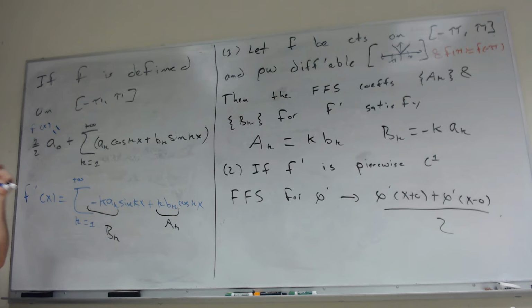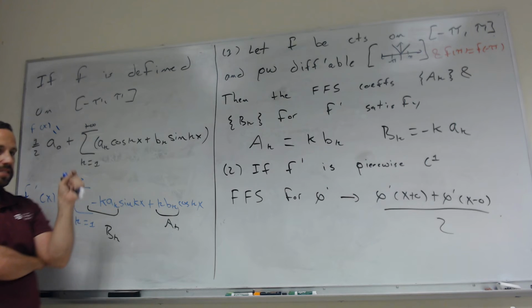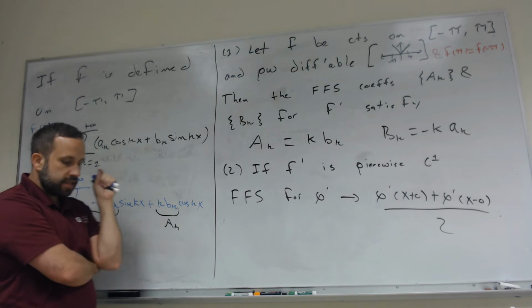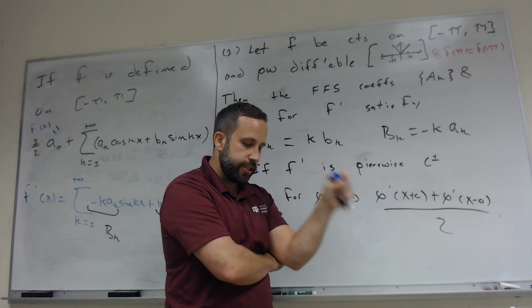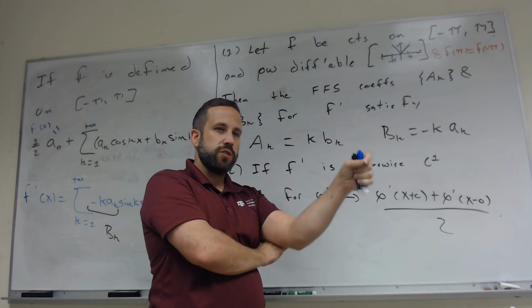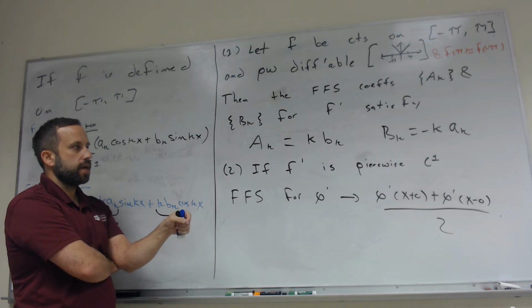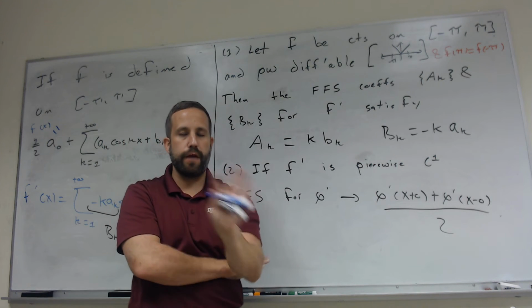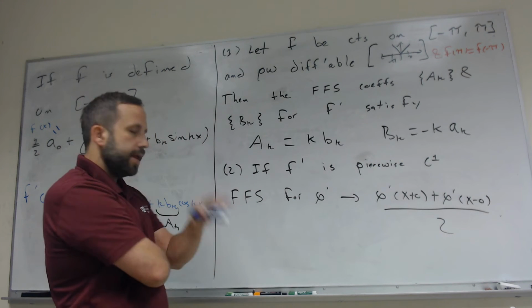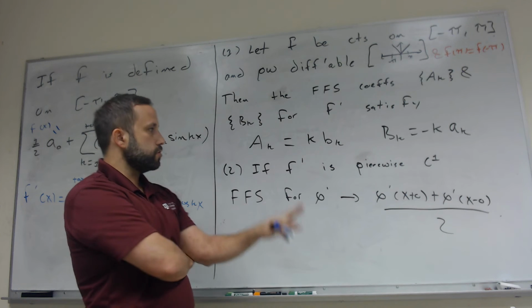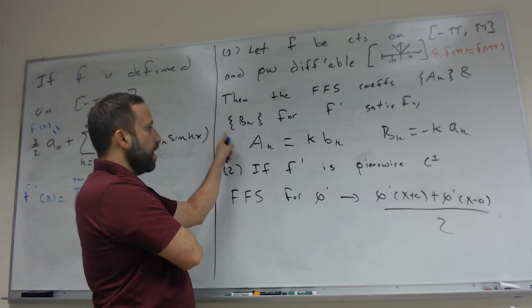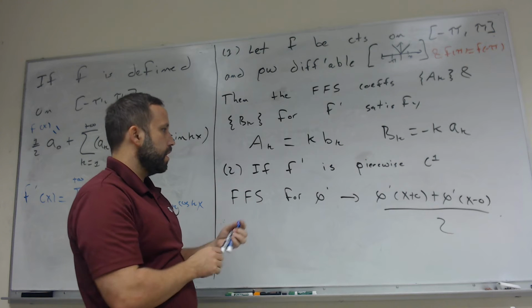The second part says if, in addition to everything that we have up here, f prime is piecewise C1, this means that not only is it piecewise differentiable, but that derivative is piecewise continuous. Okay, now practically speaking, in practice, there's not a lot of functions that you're likely to see that satisfy this that don't satisfy that.